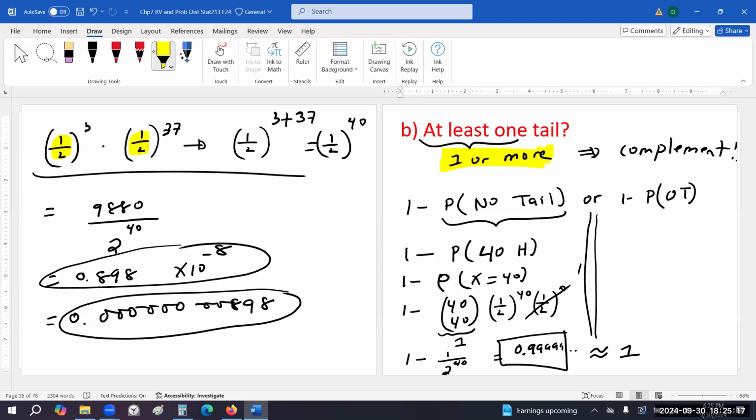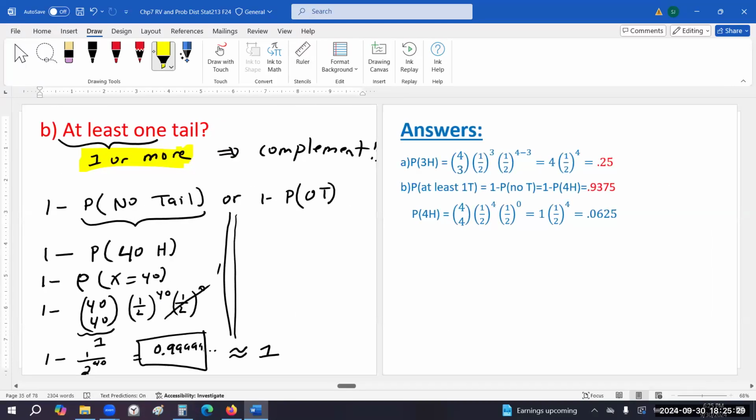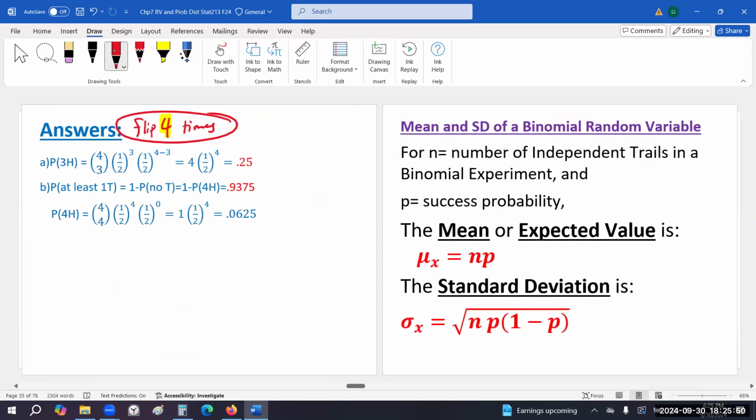Okay, any question? No. So that's how we apply the formula to get the probability for any binomial scenario. Oh, this is for 4, okay? This is the story for when you flip it 4 times. But when we change 4 into 40, our story is different.